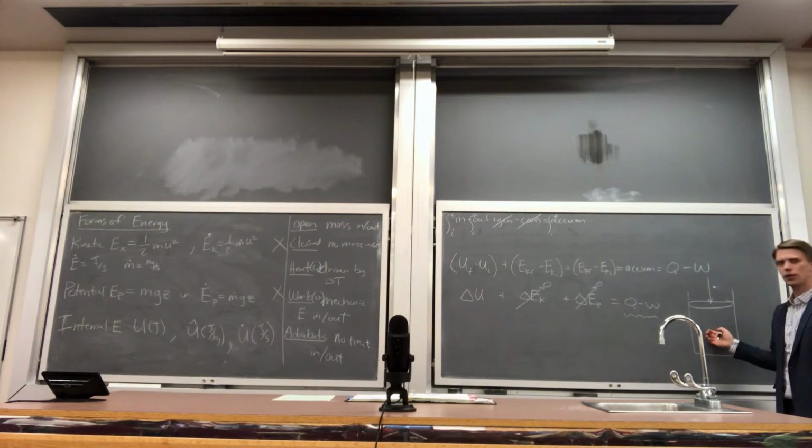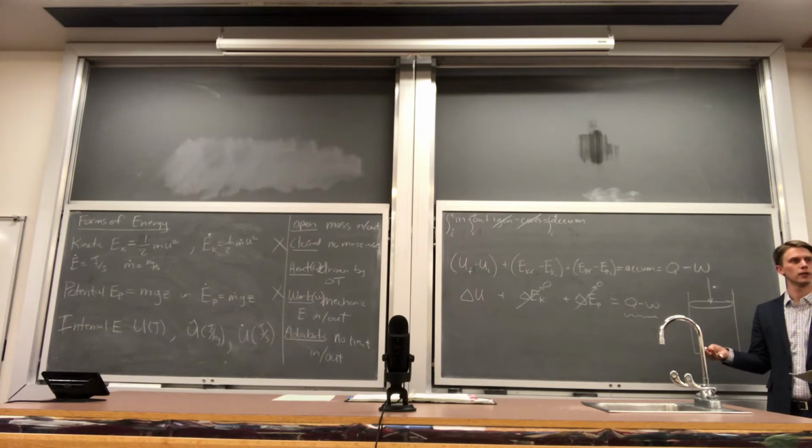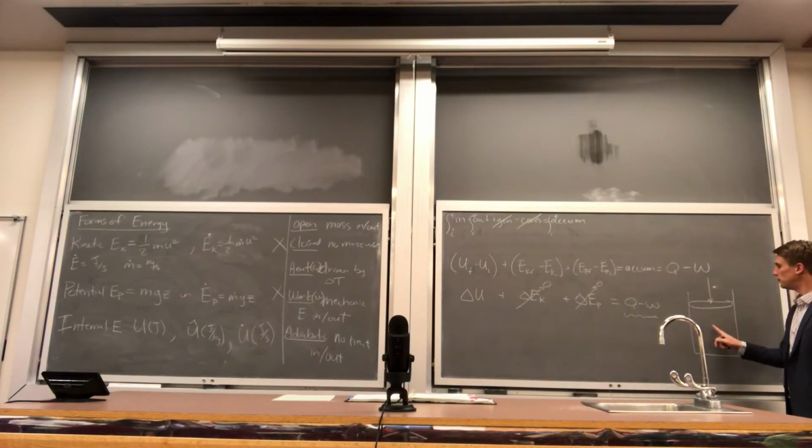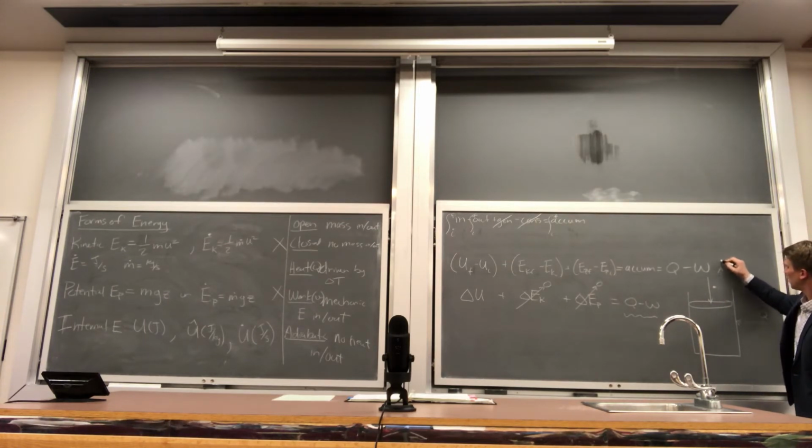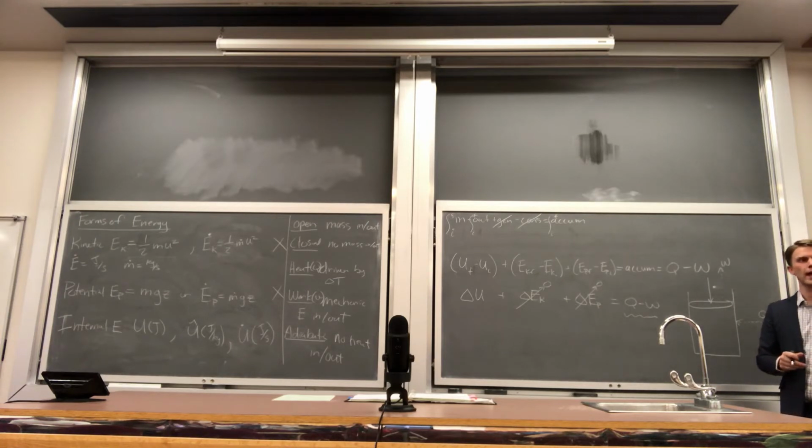We have some material in here with some initial internal energy. After some period of time, there is some final internal energy. Now with Q, typically we draw a dashed line indicating that this is not an actual mass flow rate into the system, it's an energy stream going into the system. And then oftentimes, we'll draw the work going out.